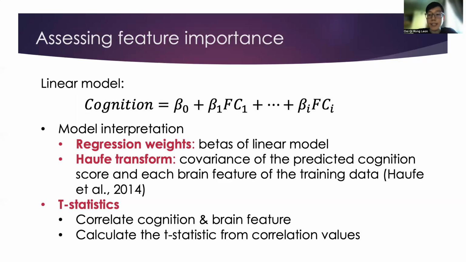Lastly, we also look at t-statistics. So this is commonly used to do brain-wide univariate association. To calculate this, we firstly correlate cognition and each brain feature, and we calculate the t-statistic from the correlation value. So for each of these measures, a higher value indicates a stronger relationship, and the negative and positive values indicate the direction of the relationship between brain feature and behavior.